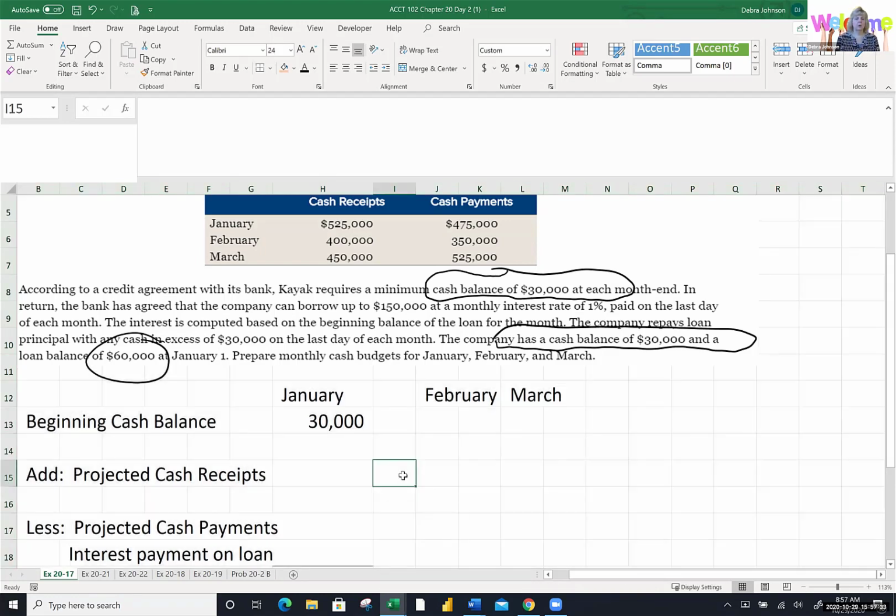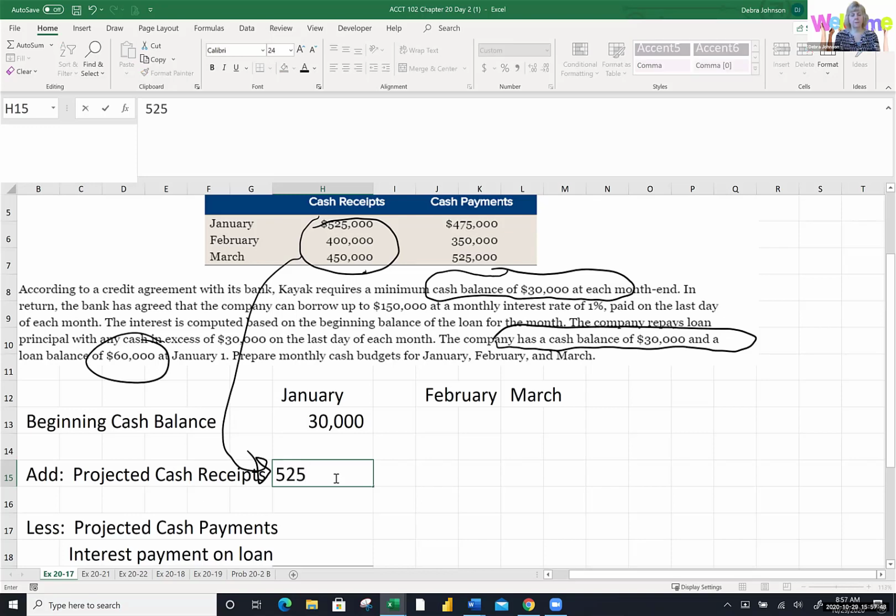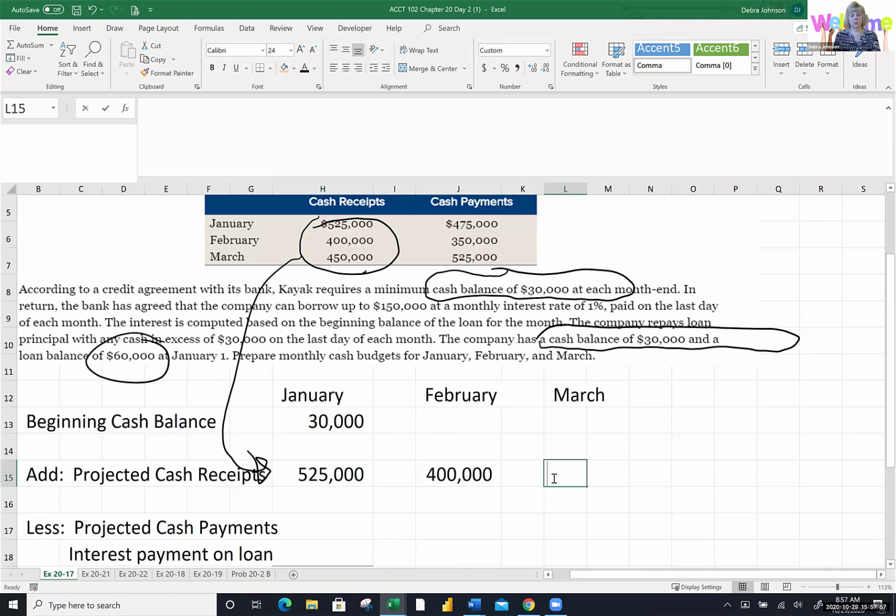Okay, and then the cash receipts, I'm just going to copy those down. These cash receipts are going to fill this line. In other words, they gave us the cash receipts, and I'm just going to pop them in there going across. So 525,000 was January, 400,000 was February, and March was 450,000. There would have to be a schedule supporting that. We'll get into that schedule later today.